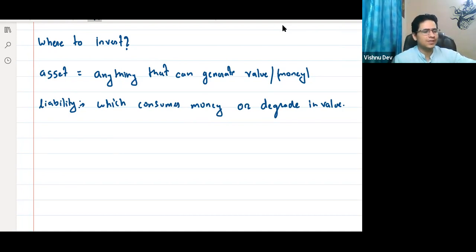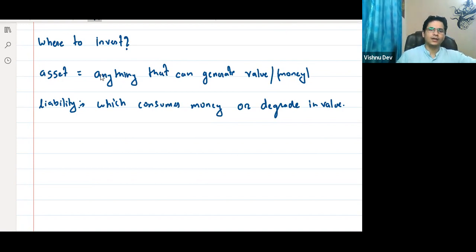For example, suppose I'm having a company which is not working at all, only making losses. Then is it an asset or a liability? Liability, sir, because it consumes money and does not produce anything. It is a liability. Anyone have any doubt in this? No doubt, sir.